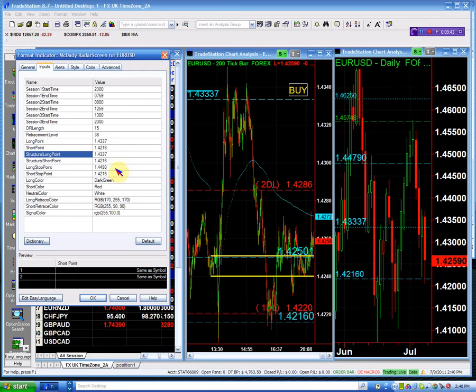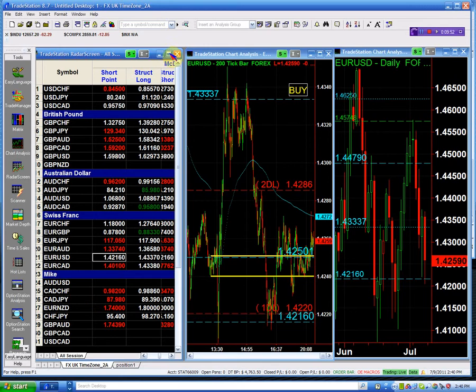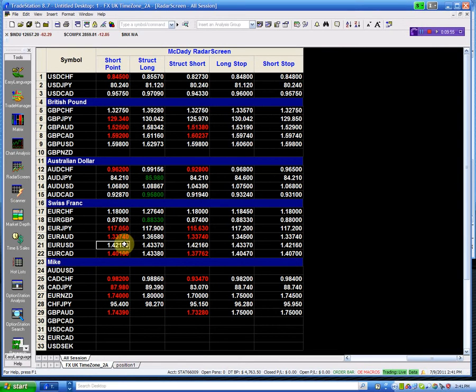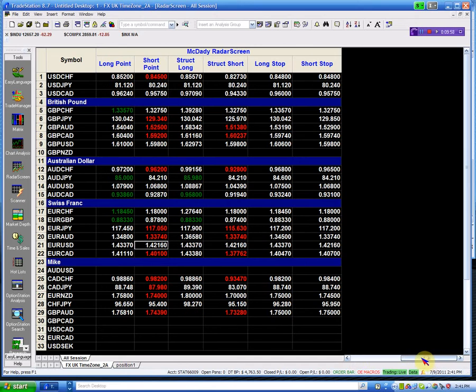Okay, and the bias for the euro is still, even though we have a short-term buy signal, to the downside. So we are going to be buyers of the euro above 143.37, and that is also my structure long, and it is also going to be my stop. And I'm going to short the euro below the other structure, which is the 142.16, and it is also going to be my stop and my structural short. Okay, that is the euro dollar.